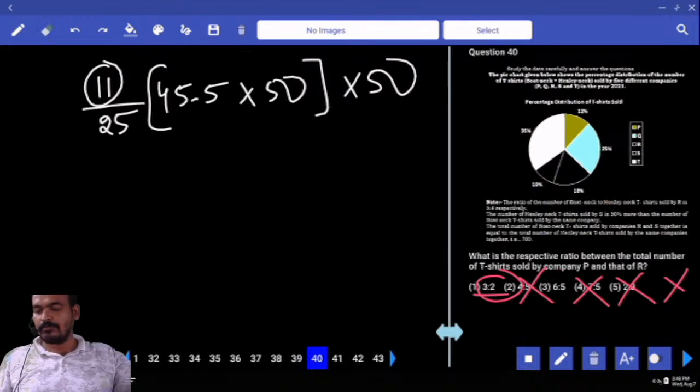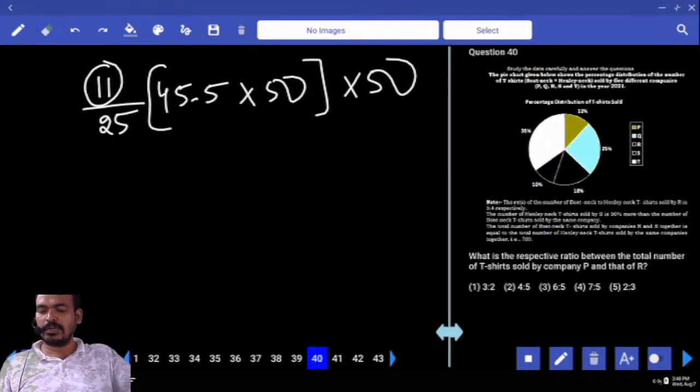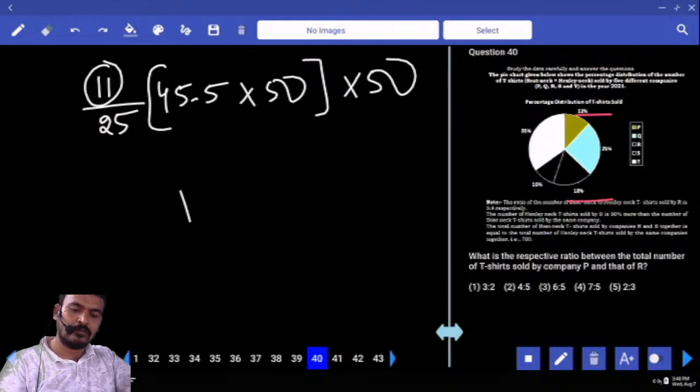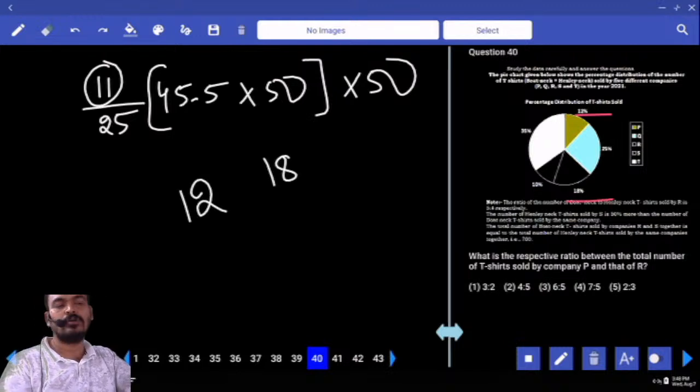Next, question number 40. What is the ratio in the total number of t-shirts sold by company P and company R? What is the P percentage? 12. R percentage? 18. 12 and 18. What is the ratio? 2 is to 3.